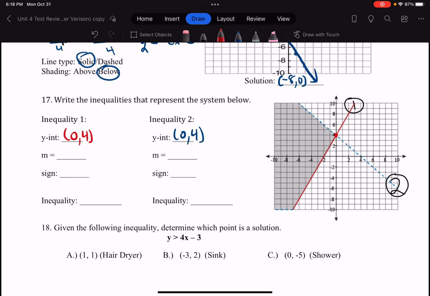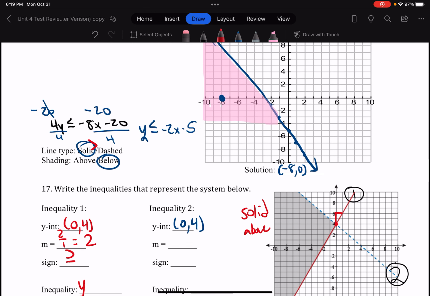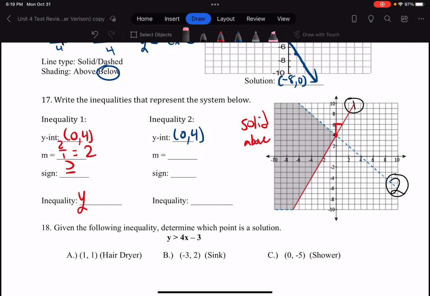Then I'm going to look at the slope for inequality 1. My slope goes up 2 and to the right 1, which will just give me a slope of 2. And this is a solid line, shaded above. So solid and shaded above will give me greater than or equal to, giving me the inequality of y is greater than or equal to 2x plus 4.